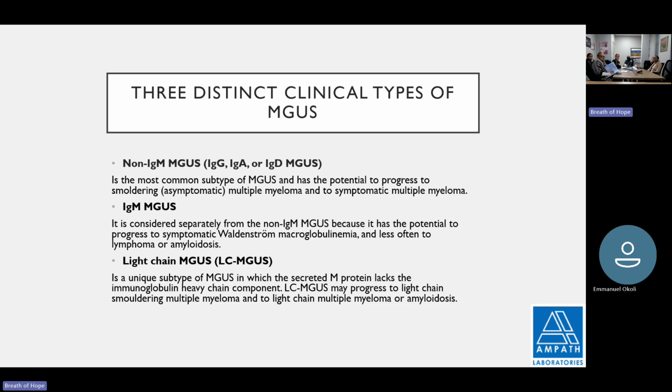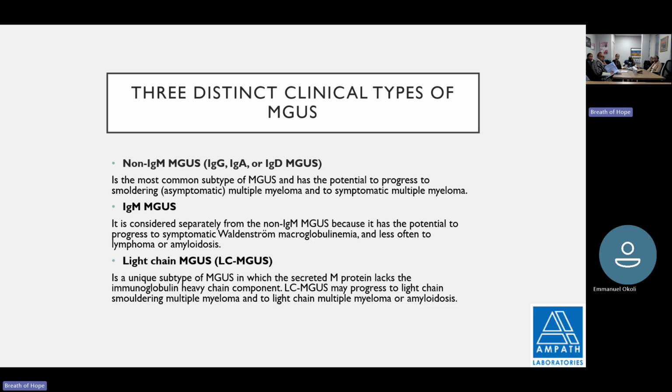There are 3 types of MGUS you can detect, and this is usually based on the type of immunoglobulin. The non-IgM MGUSs will be your IgG, A or D, as well as the IgM MGUS, where you also examine the patient and look for a clonal population of lymphocytes to fulfill the criteria of a Waldenstrom macroglobulinemia. And then you can also get a light chain MGUS, where only a light chain abnormality is detected and not a heavy chain.